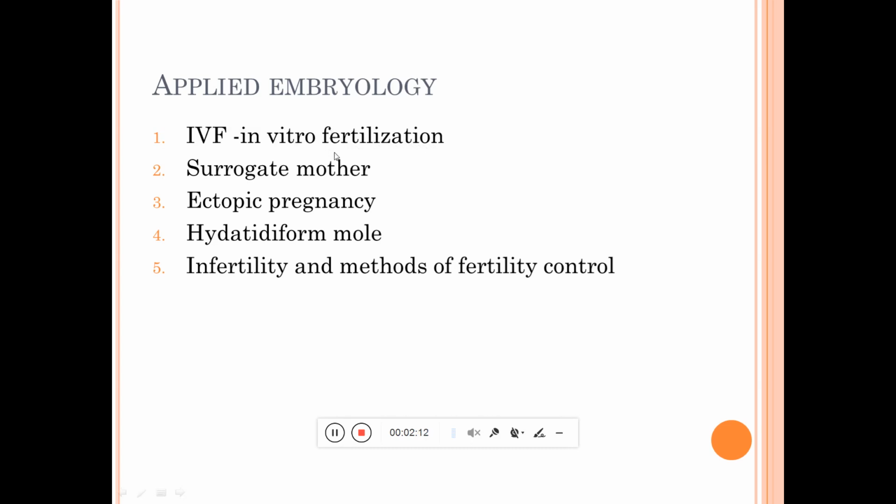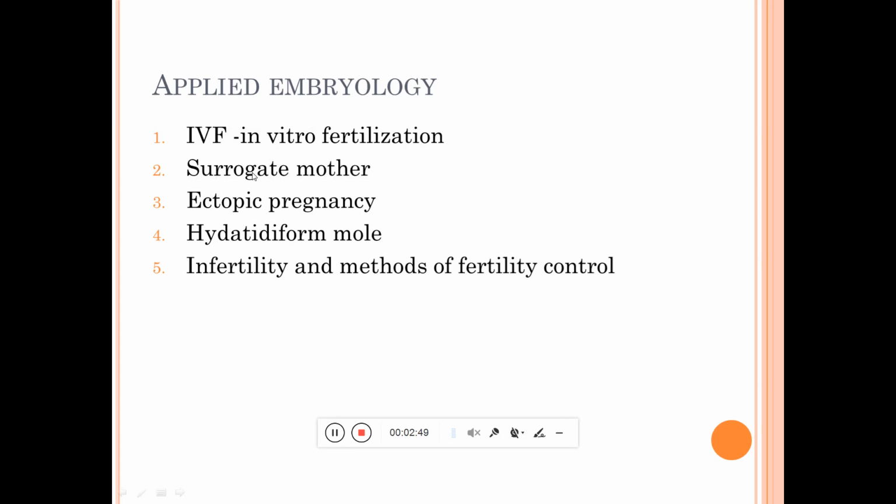In this way, the process of fertilization is first done outside the uterus and then implanted into the mother's uterine wall, which is known as in vitro fertilization. It is an advanced technology. There is one more method very similar to IVF, known by another terminology: surrogate mother or hired mother. In this, what happens? This fertilized ovum.